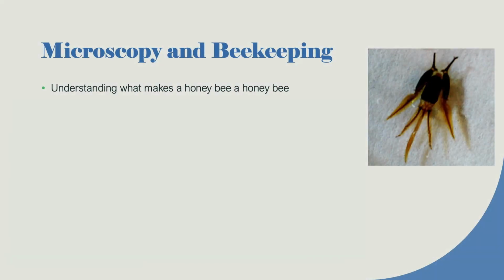So why microscopy and beekeeping? First thing is understanding how a honeybee works. And once you understand how a honeybee works, you can understand how lots of other insects work. So this is a proboscis. It's not a very good picture of a proboscis, but it shows you the splayed out parts. And once you look at a proboscis, it's got different parts coming out on the sides.